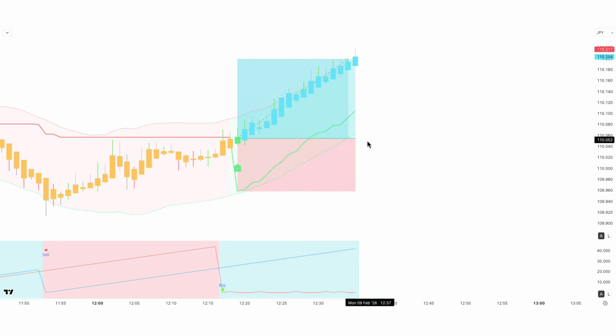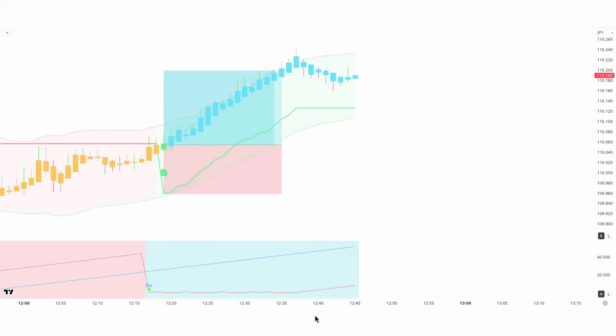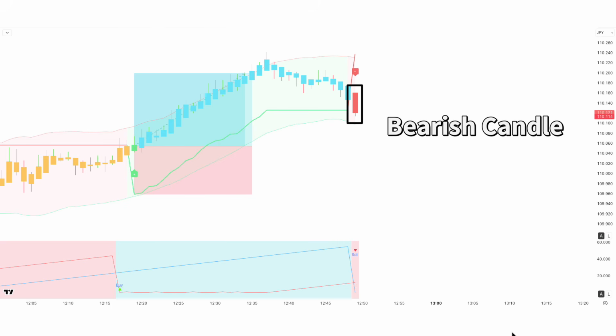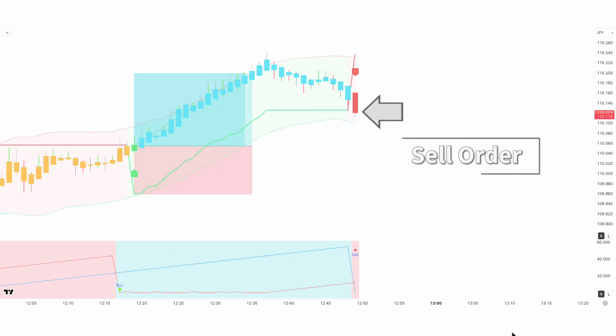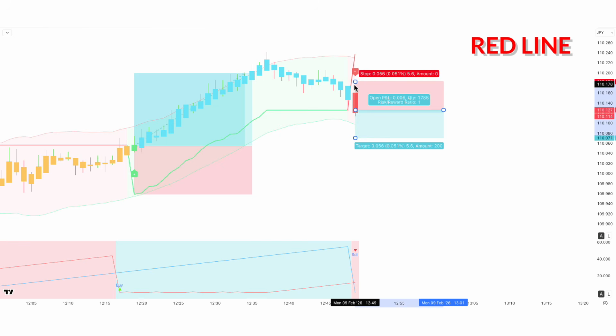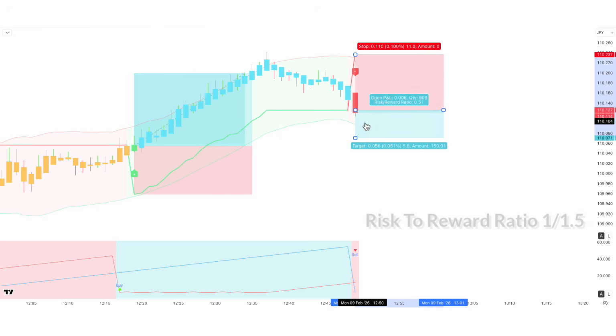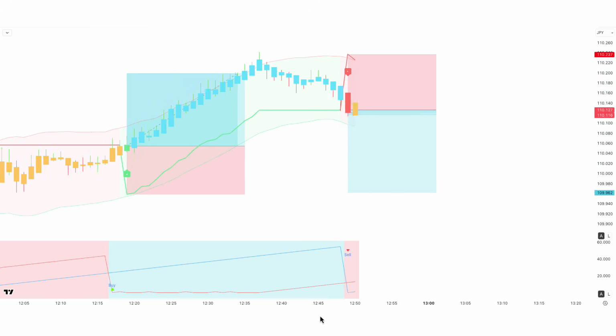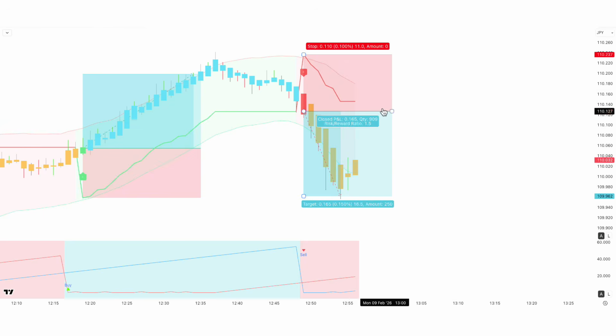Let us now understand the short position. When the professional signals label of this indicator is sell signal, when the top-bottom triangle of this indicator is down, when the market forms a bearish candle, if this condition is fulfilled, then we will place a sell order. Our stop loss is to be placed at the red line, and the risk to reward ratio will be 1:1.5. The market has completely hit the target.